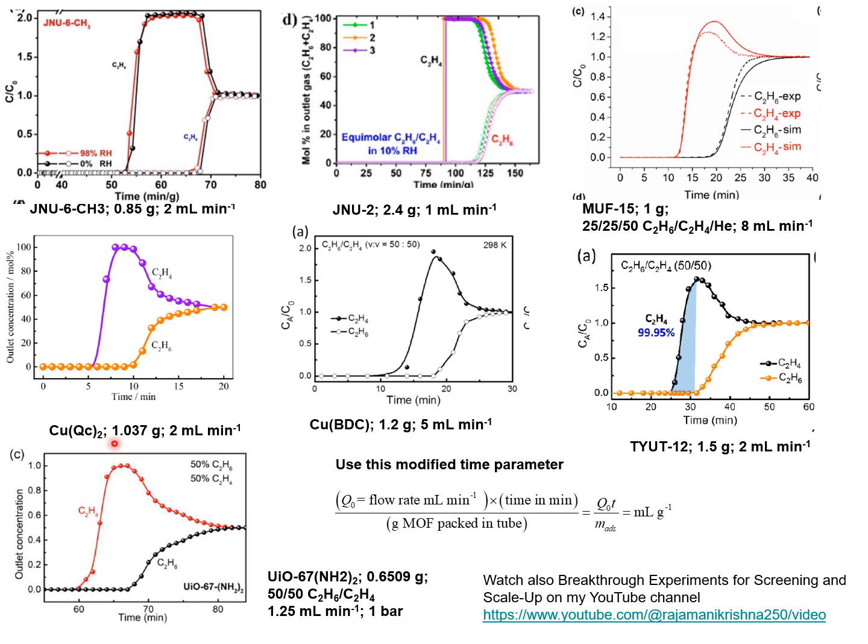For copper QC2, the flow rate is 2 milliliters per minute with a mass of adsorbent 1.037. With copper BDC, 1.2 grams are used at a flow rate of 5 milliliters per minute. With TYUT12, 1.5 grams of adsorbent is used at a flow rate of 2 milliliters per minute. And for UIO67 NH2 twice, the flow rate is 1.25 milliliters per minute and the mass of adsorbent is 0.6509 grams.